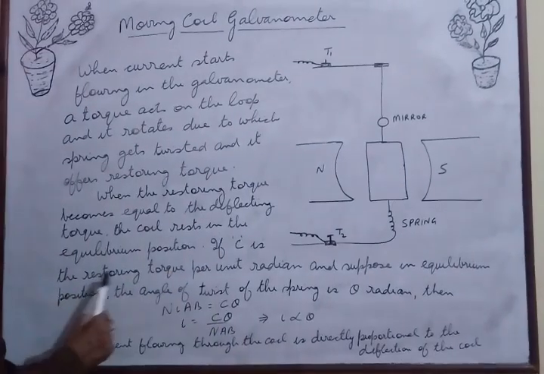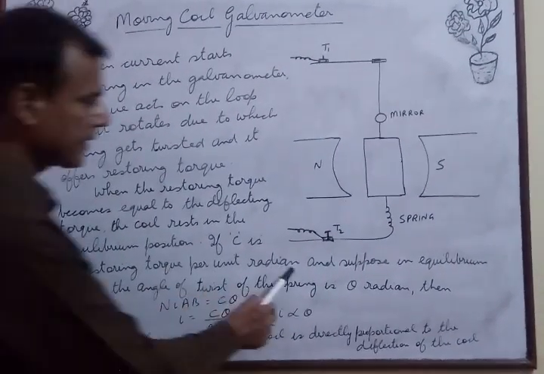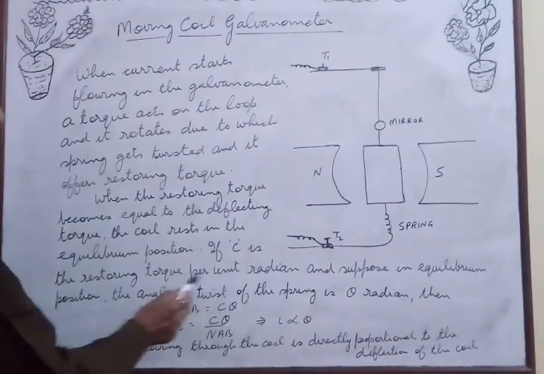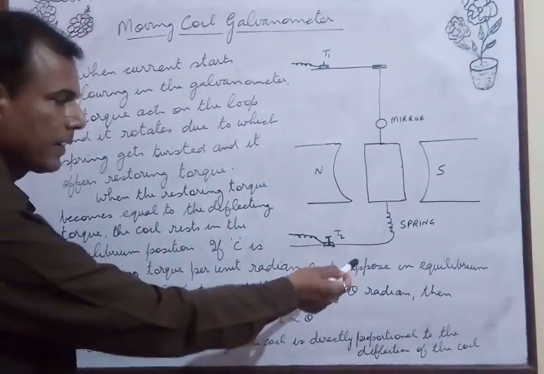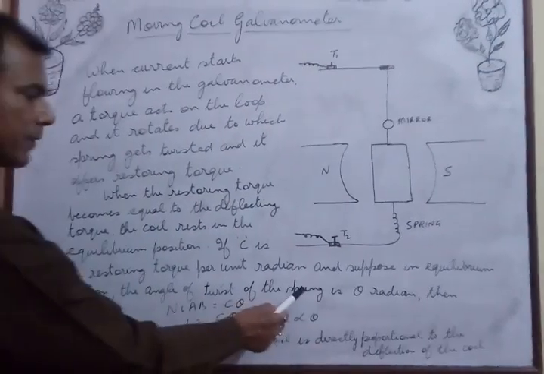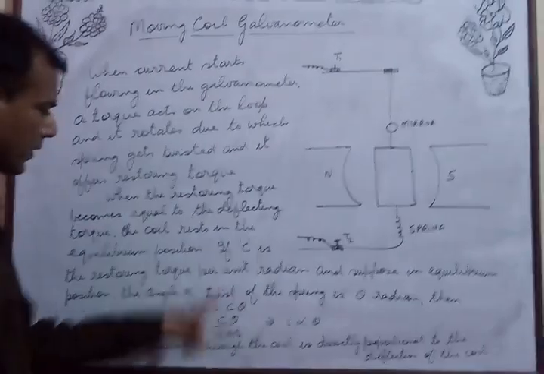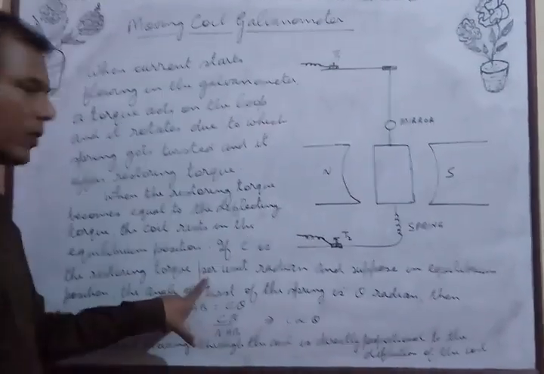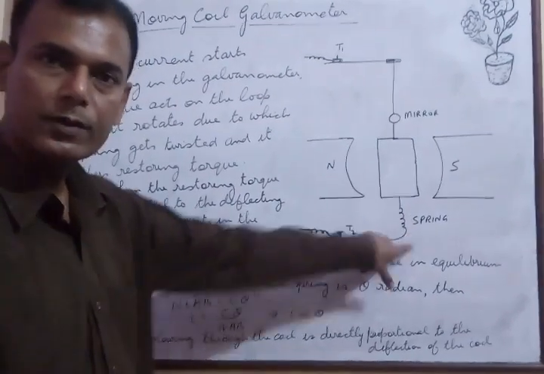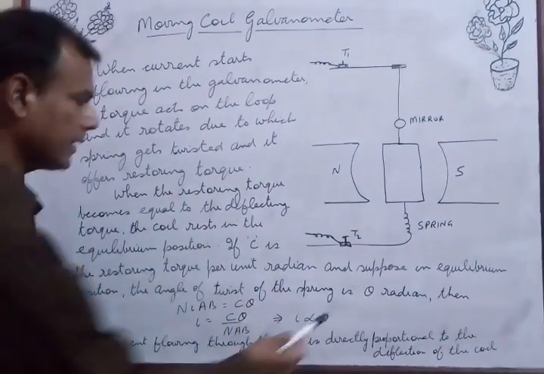If C is the restoring torque per unit radian of the spring, this C is the restoring torque per radian of the spring, and suppose in equilibrium position the angular twist of the spring is theta. What is C? I have taken C as the restoring torque per unit radian, and if angular twist is theta, then total restoring torque offered by the spring is how much?